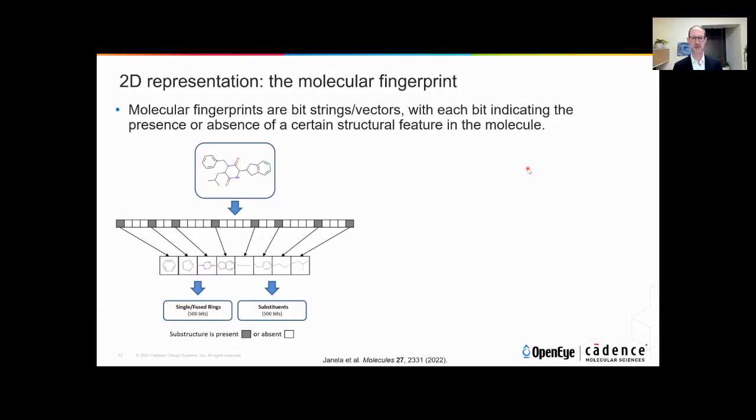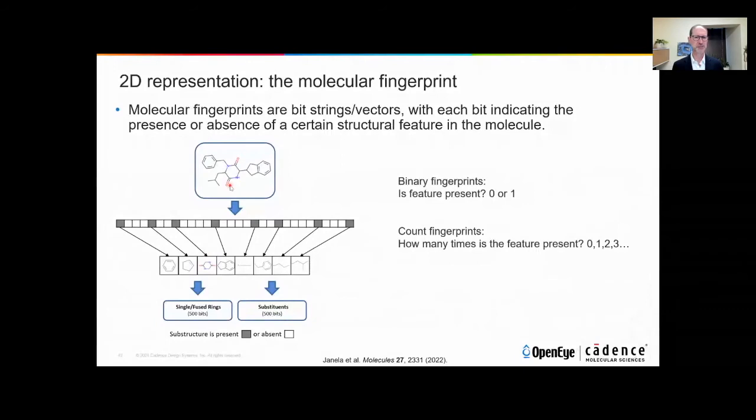It's a string or a vector of bits where each bit tells you about some piece of the molecule being present or a functionality being absent. So for example, here we have a molecule that may have aromatic rings, nitrogens or oxygens, and that information is embedded in some form into that string, the fingerprint. There are basically two types: binary fingerprints, where the feature is either there or not, or count fingerprints, where we count the number of times a feature is present. So 2 nitrogens, 2 oxygens, 0 chlorines for the count fingerprint. From the rest of this, I'll talk about binary fingerprints, but everything I say applies also to count fingerprints.